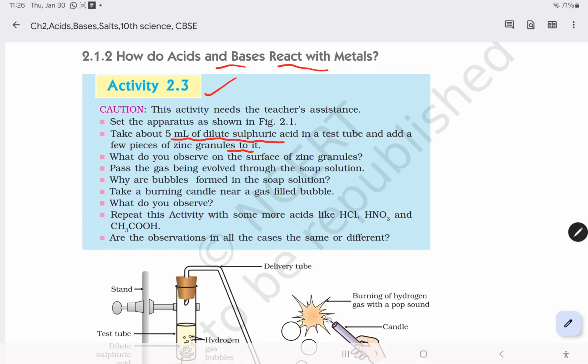Pass the gas being evolved through the soap solution. Where bubbles are formed in the soap solution, take a burning candle near a gas-filled bubble. What do you observe? Here we have to observe what gas is getting released. They are also asking to repeat the activity using different types of acids: hydrochloric acid, HNO3 nitric acid and acetic acid. Are the observations in all these cases the same or different? That we need to observe.